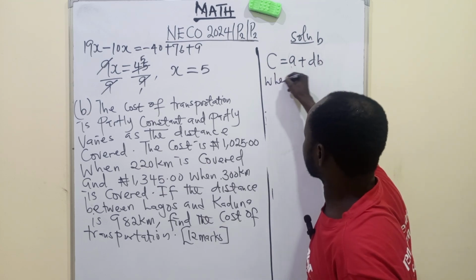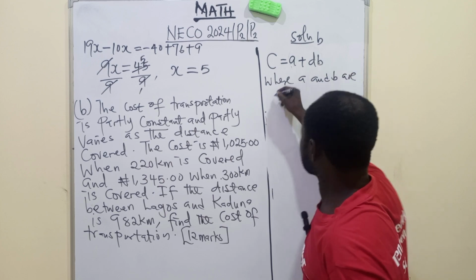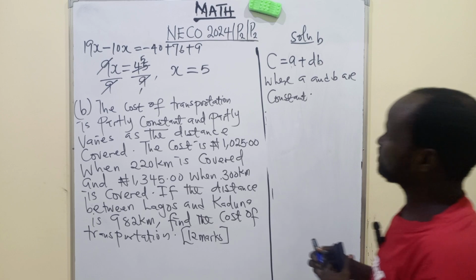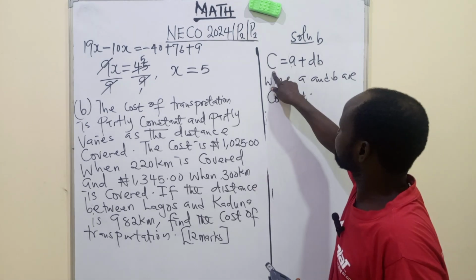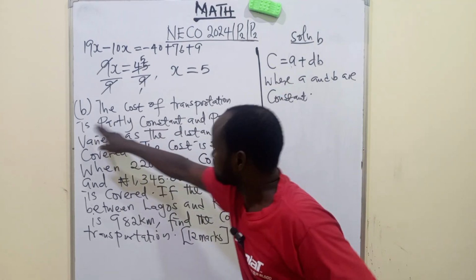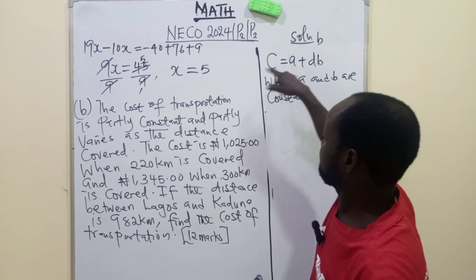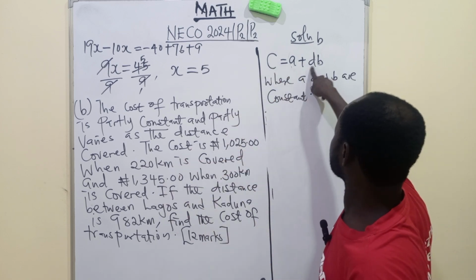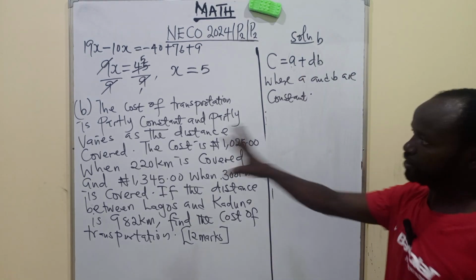Let me write it here where A and B are what? Are constant. Very important to state this. Okay, so this is the interpretation. The cost of transportation, which is C now, in mathematics is equals to partly constant, a constant A, and plus partly varies as the distance. Then we have another constant here. So this is the interpretation. Then we can now use the information.